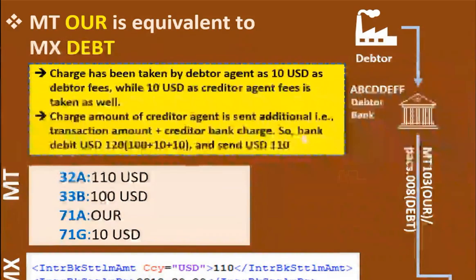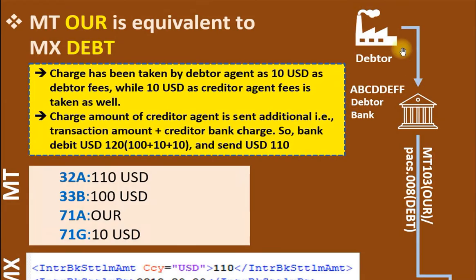So if we talk about it here, OUR is with the debtor. Now the charge of the debtor bank is $10, and let's suppose the creditor bank's is also $10. So it becomes that overall 120 will be required for doing this transaction. So if he is sending $100, then what will happen in the interbank space, 110 will go, because the other bank or the creditor bank fee will automatically be reduced.